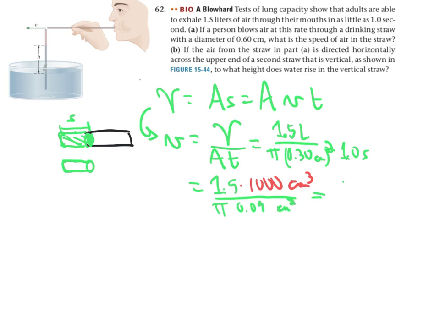So 5305.2 centimeters per second. We'll want it in meters, so we'll divide by 100. And then we might as well recognize that we only have 2 sig figs, so we end up with something like 53 meters per second, which is pretty fast, but there you go.